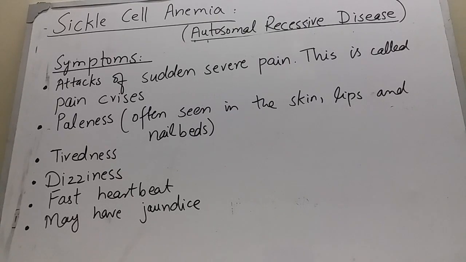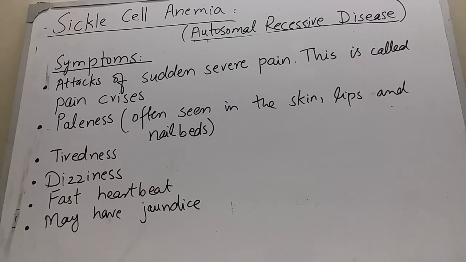The second symptom is paleness. Paleness we can see often in the skin, in the lips and nail beds. Next is tiredness and dizziness and fast heartbeat. The reason for this is that oxygen is not entering all the tissues, or we can say hemoglobin is not enough to supply oxygen to all body tissues. So a person feels tiredness, and he or she may have a fast heartbeat and also feel dizziness.